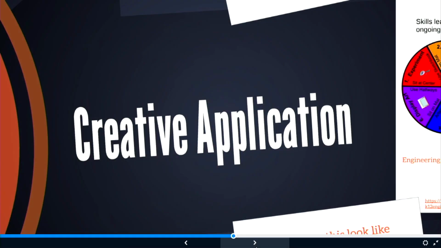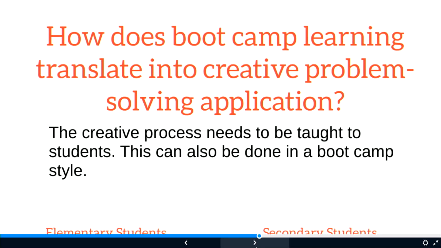Okay, so then they get to the creative application. How does Bootcamp, when is my time? I feel like I've got 5 minutes left. Is that how much time I'm supposed to have left? Oh, good, I have time for questions.